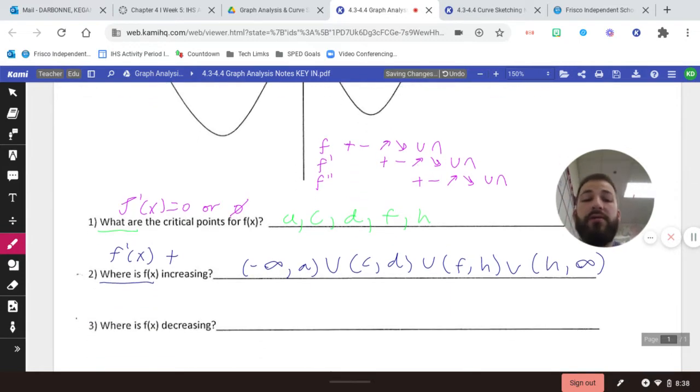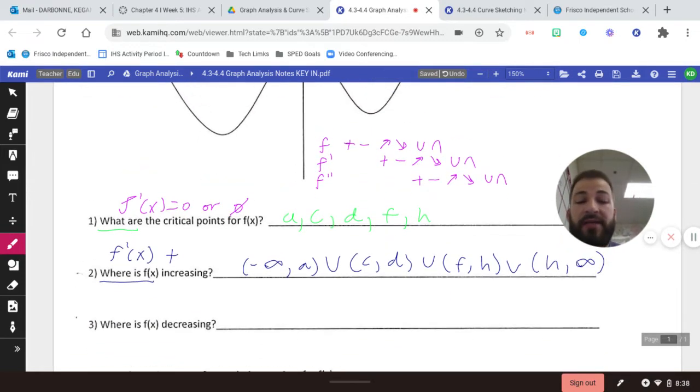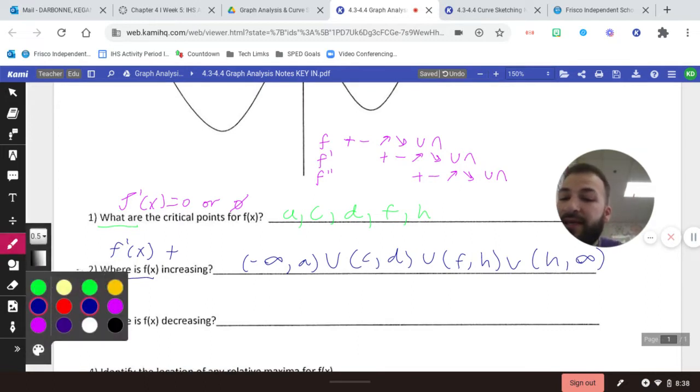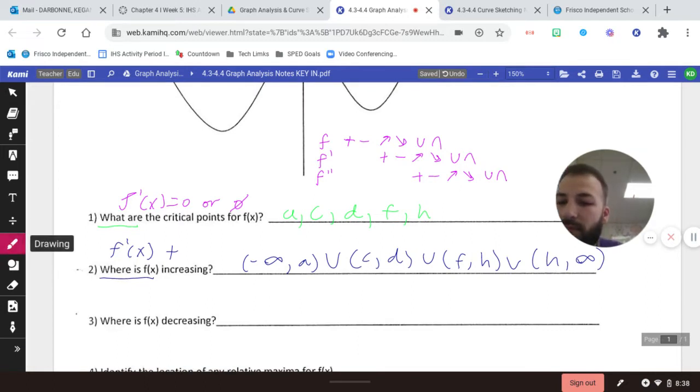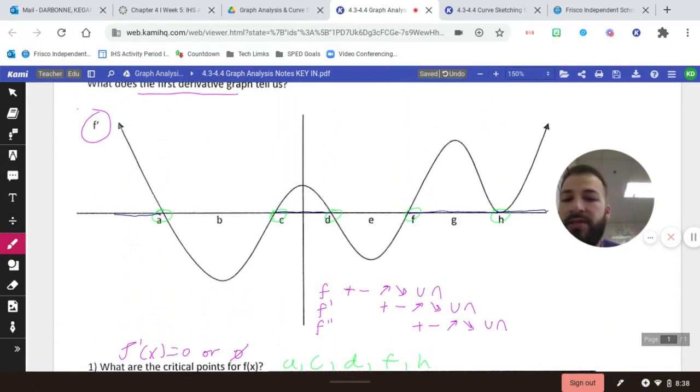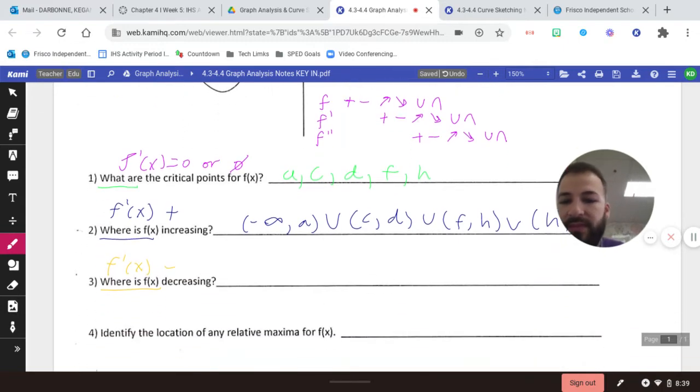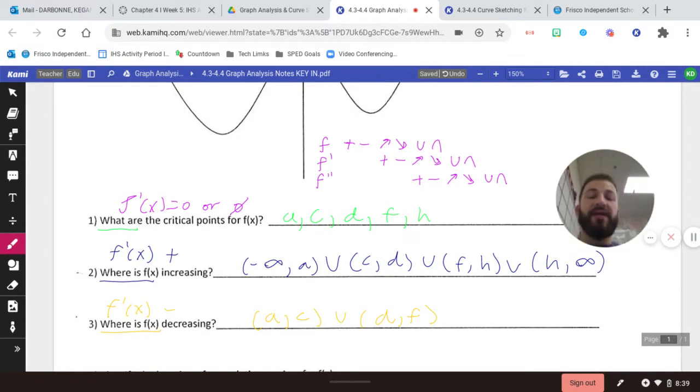Okay, so where is f of x decreasing? It's just going to be that opposite. F of x is decreasing when f prime of x is negative. So just that opposite sign, that opposite idea. So it is negative from A to C, which remember negative means below the x-axis, and from D to F, and that's it. So A to C in union with D to F.